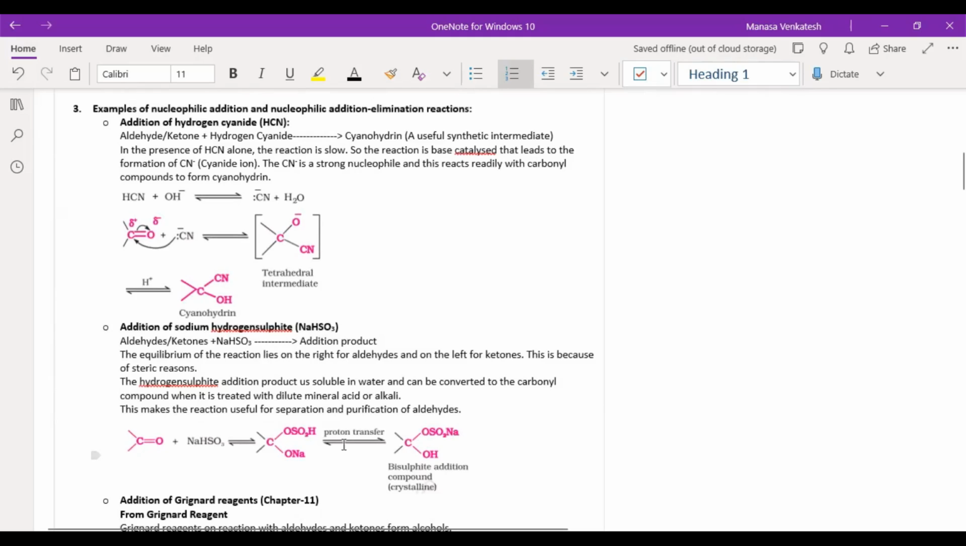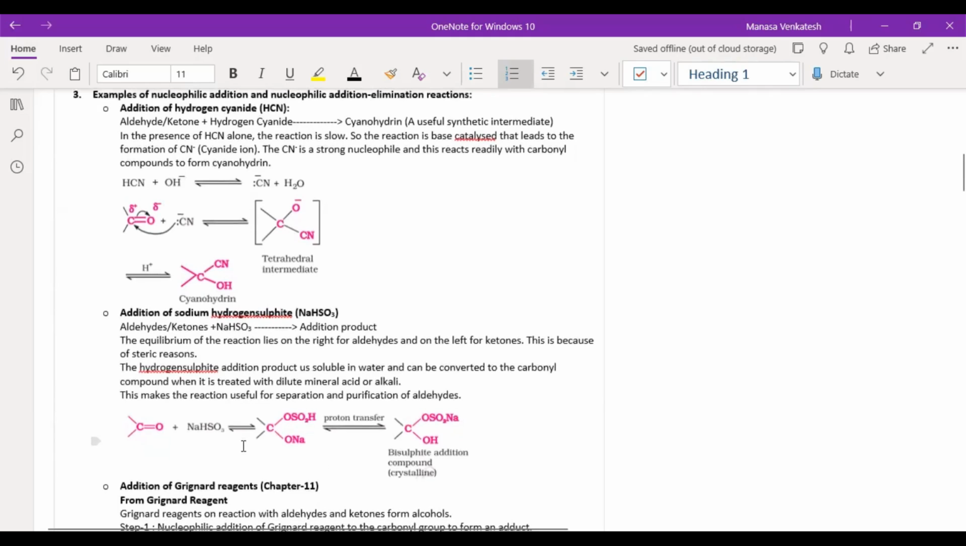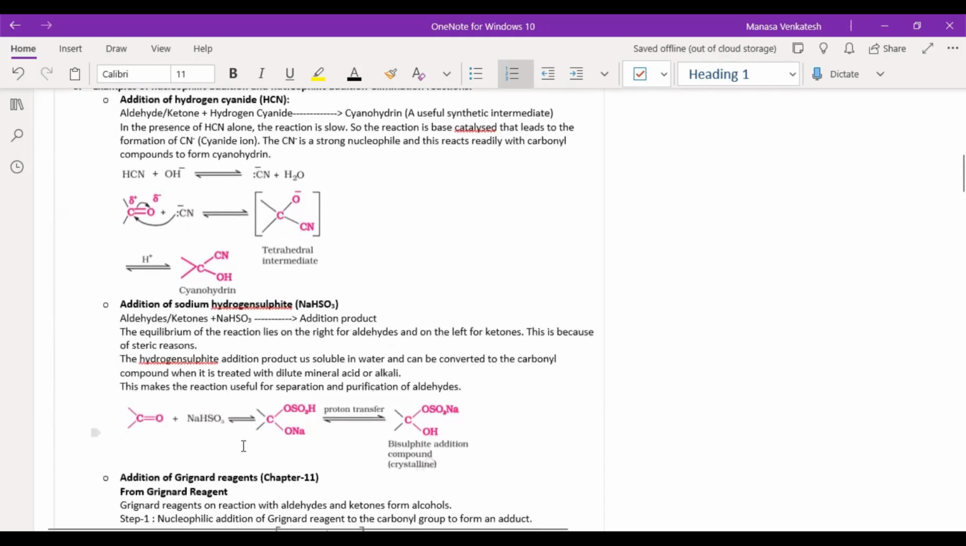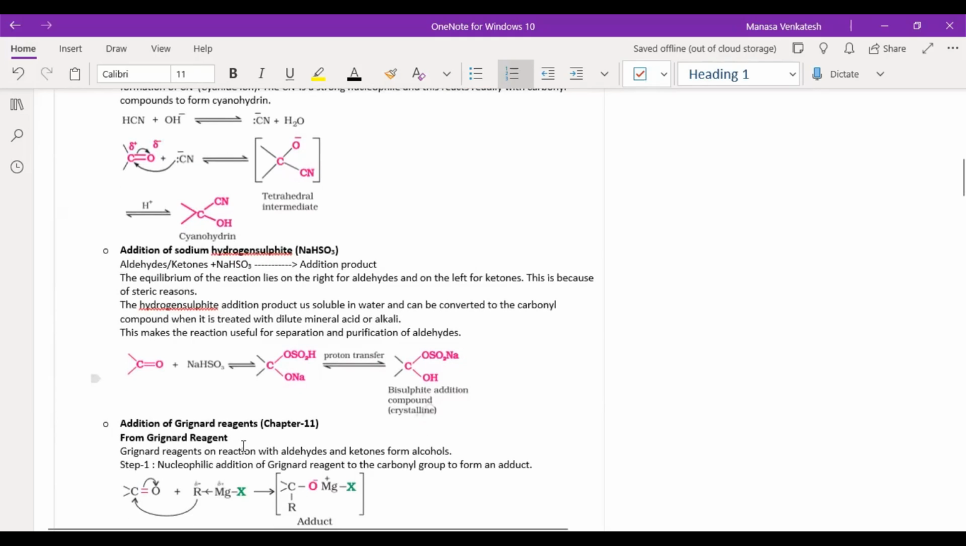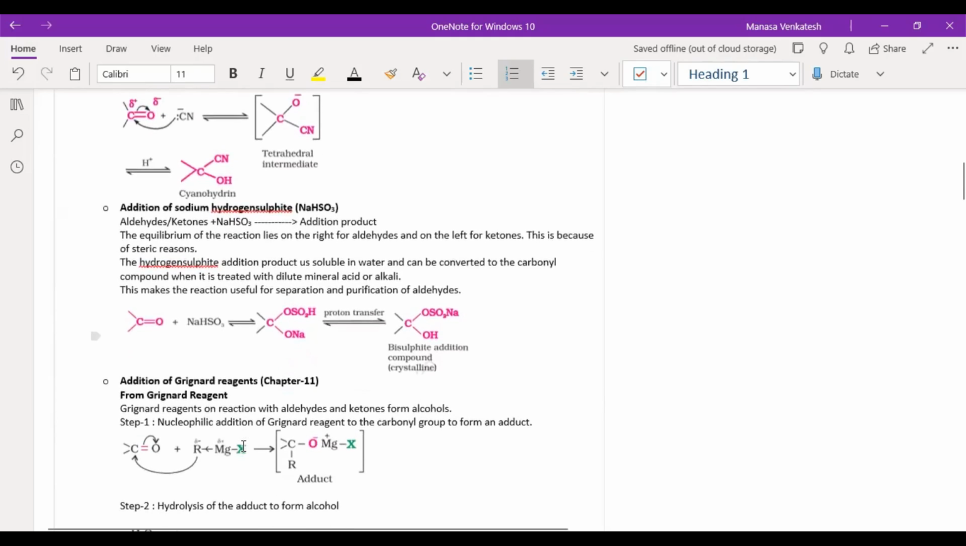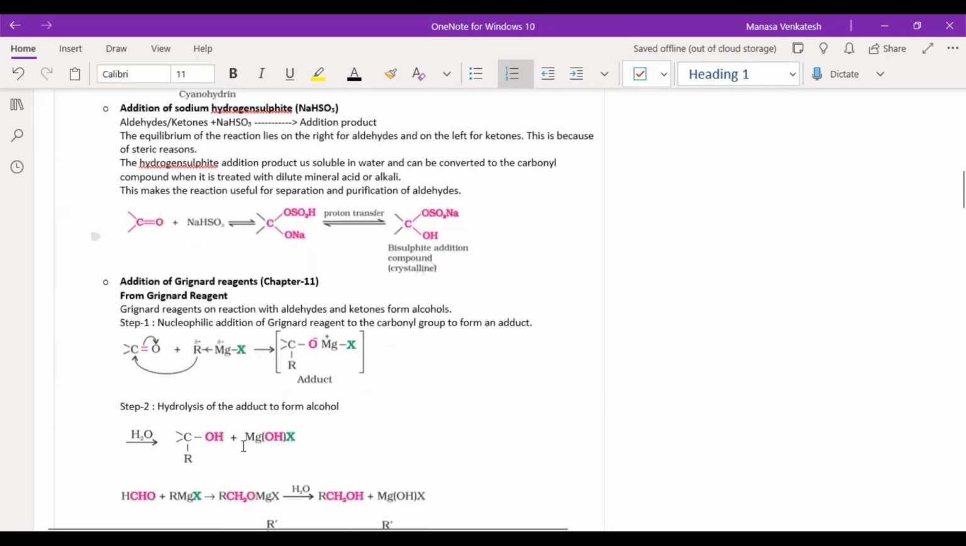And separation of the aldehydes. So you have two ketones, or you have a ketone and an aldehyde. Because the equilibrium is on the left for ketones due to steric reasons, it will not undergo the reaction to the extent that the aldehyde would. And so this particular way is actually useful for the separation and purification of aldehydes. Next is addition of Grignard reagent.